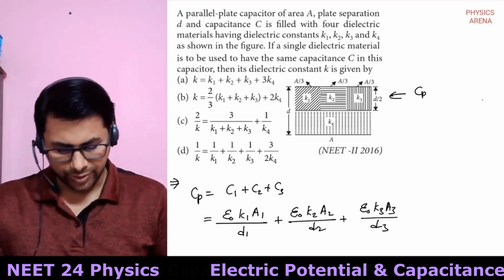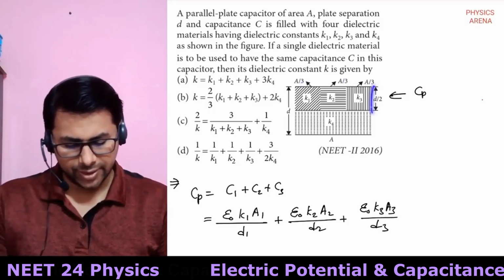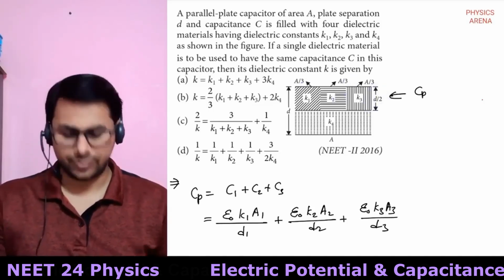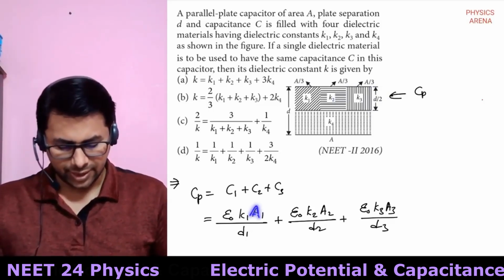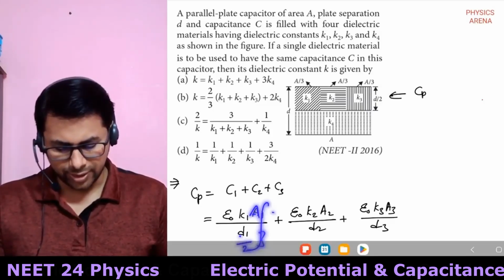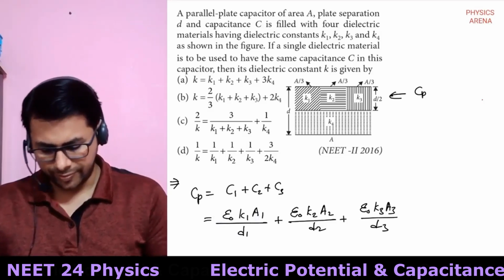But what is A1 A2 A3? A by 3, A by 3, A by 3. D1 D2 D3 is D by 2, D by 2, D by 2. It's the same, right? So we can write this as A by 3 and this one as D by 2. So that 2 goes to the numerator. We can say it is 2/3 of A by D.